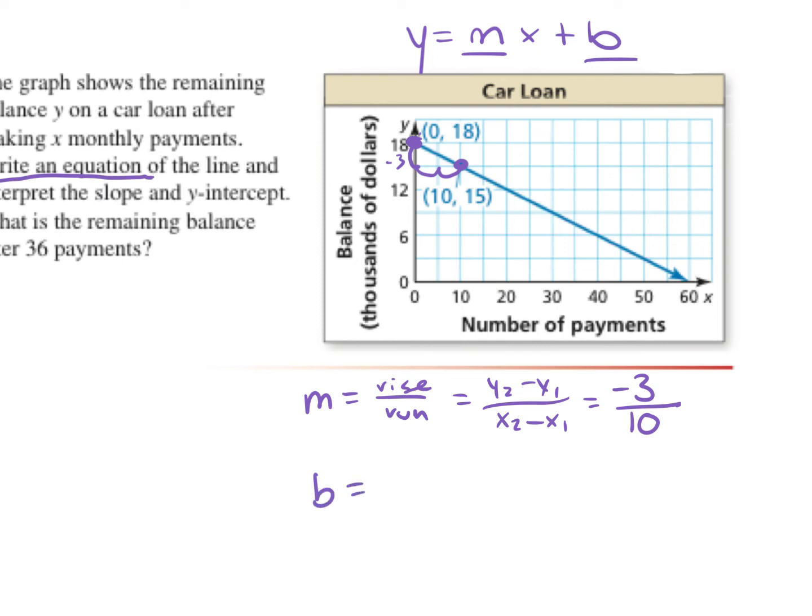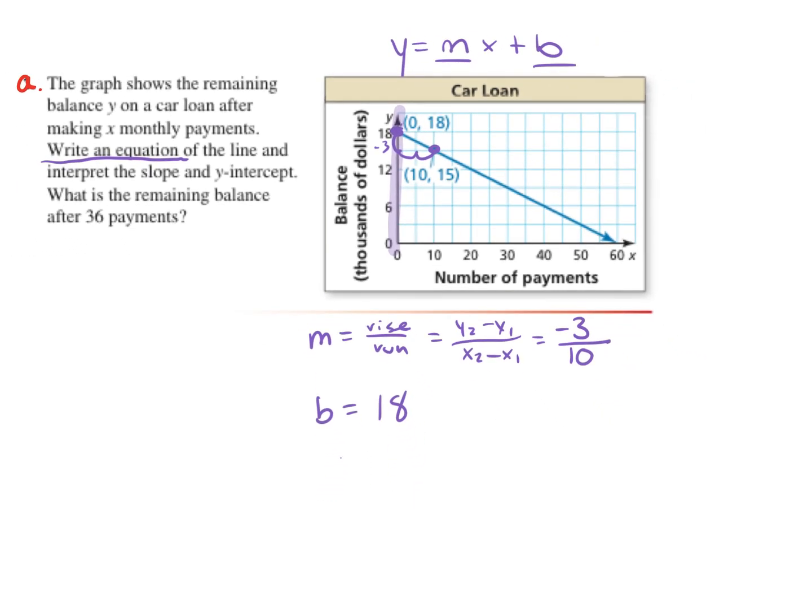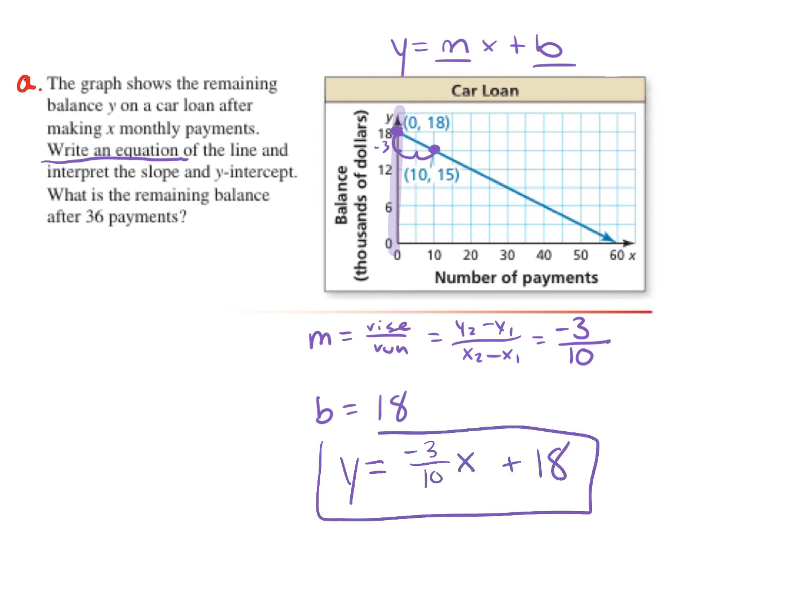Next, let's find our y-intercept. Where does our graph cross the y-axis? At 18. So now we can plug both of those in. So I have y equals negative 3 over 10 x plus 18. So that's our equation. That's the first part of this question.